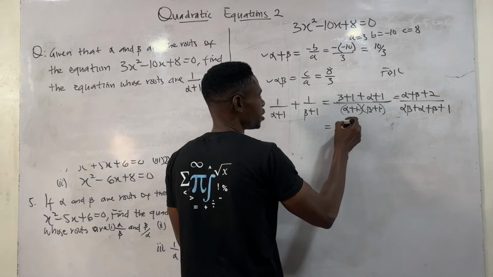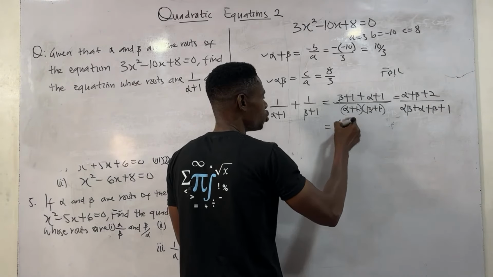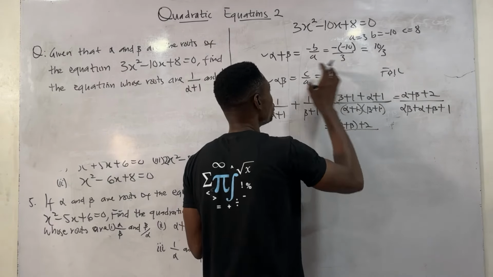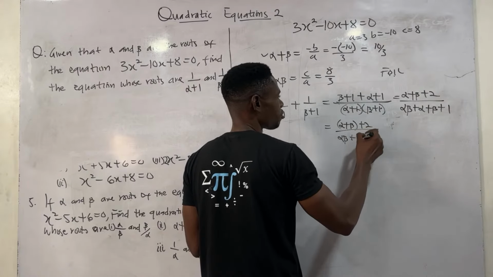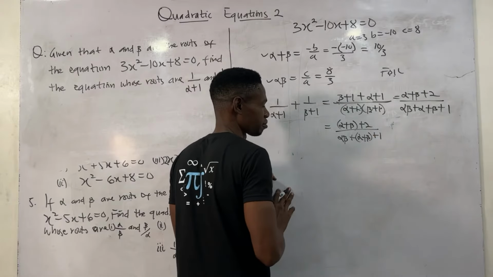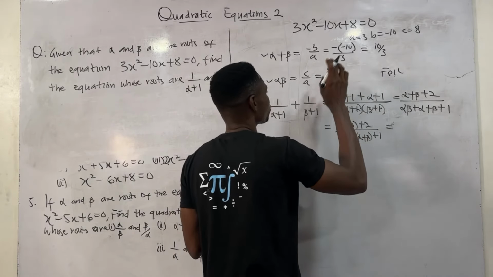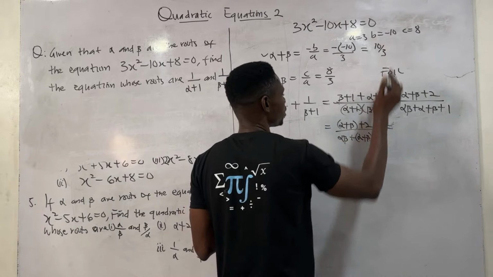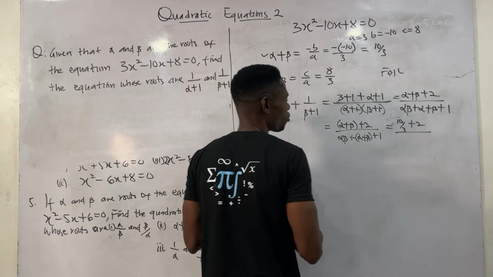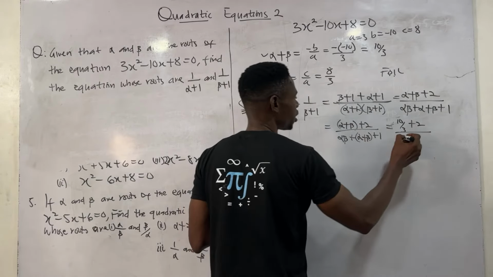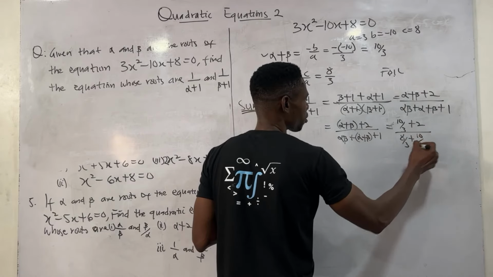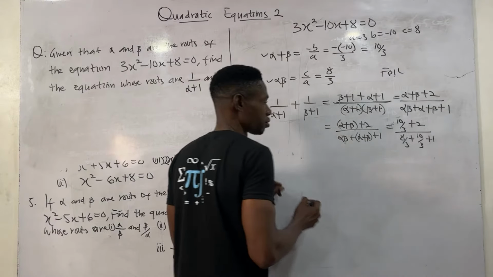So what we have here is alpha plus beta, which we know, plus 2, over alpha beta, which we know, plus alpha plus beta, which we also know, plus 1. So let's put the parameters in it. We have alpha plus beta is 10 over 3 plus 2, over alpha beta is 8 over 3, plus alpha plus beta 10 over 3, plus 1.